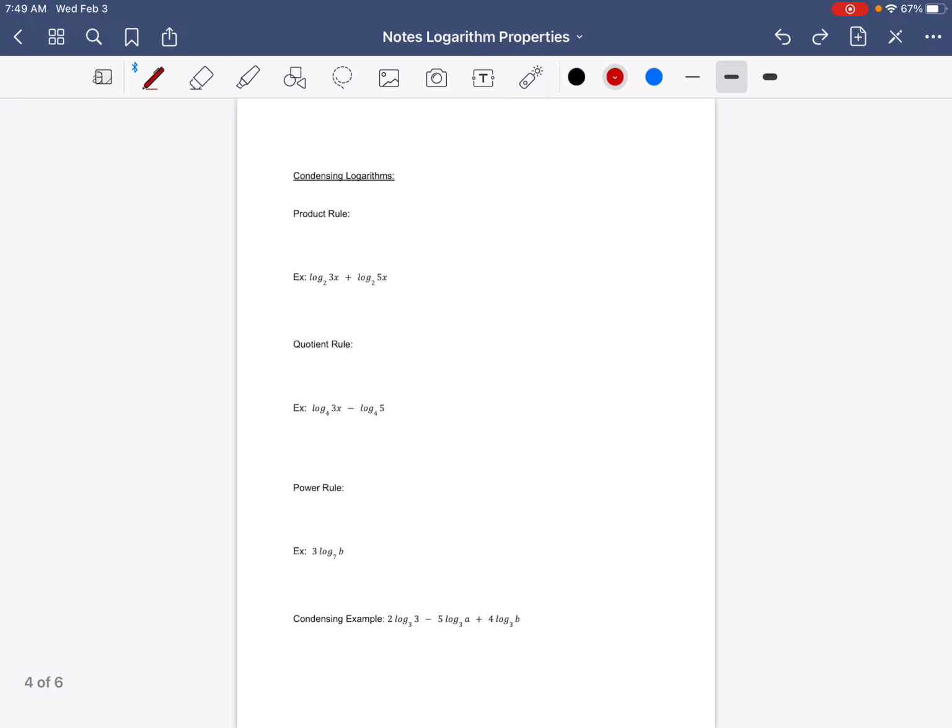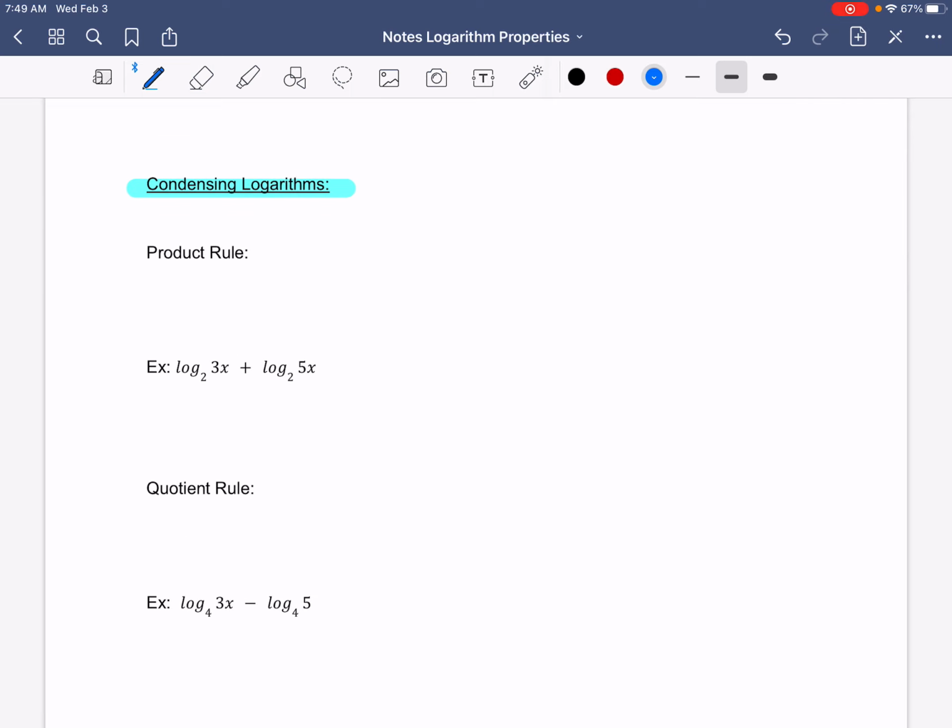Now we're going to talk about condensing logarithms. So go ahead and flip your paper over, and we're going to talk about condensing logarithms. And these are going to be the same exact rules, just going backwards. Instead of expanding, making it bigger, we're going to condense and bring them into just 1 log.